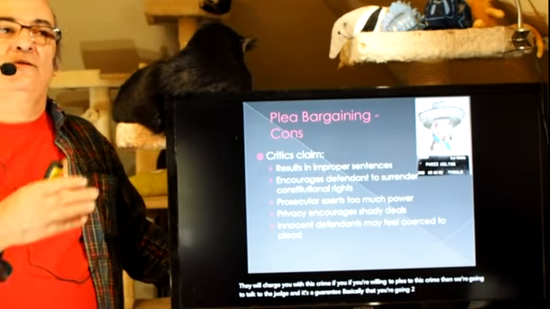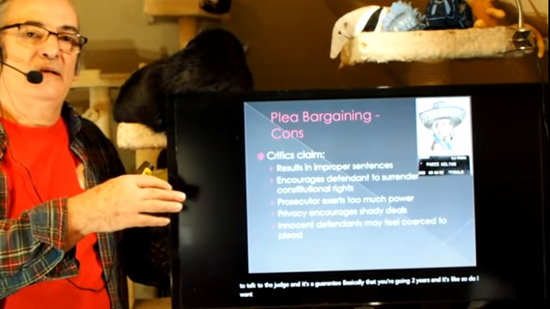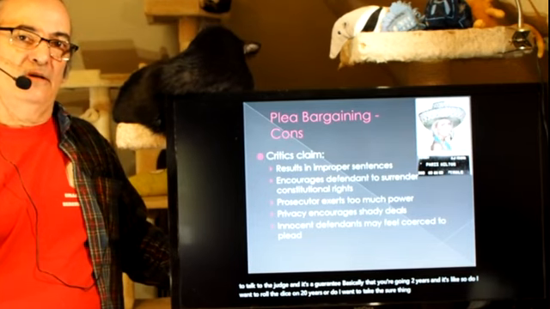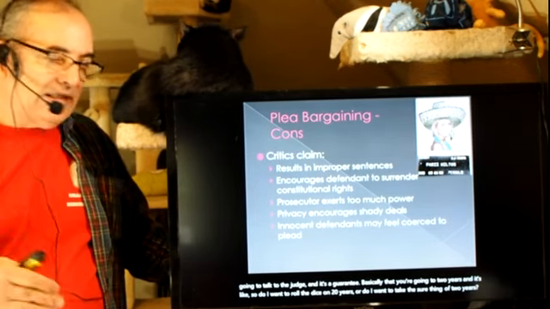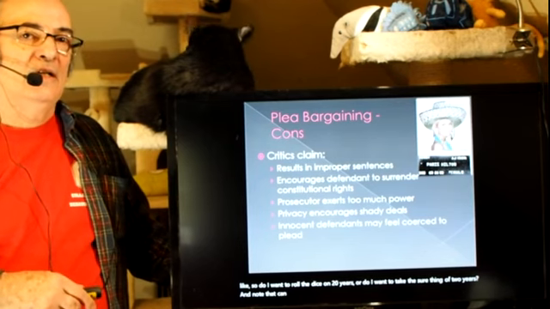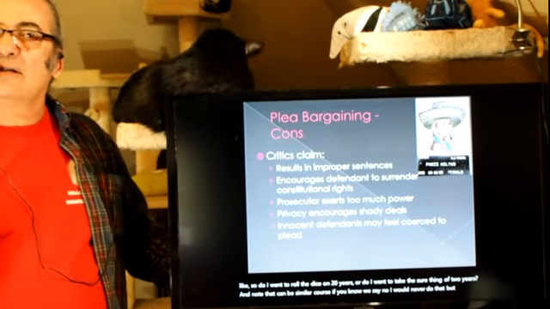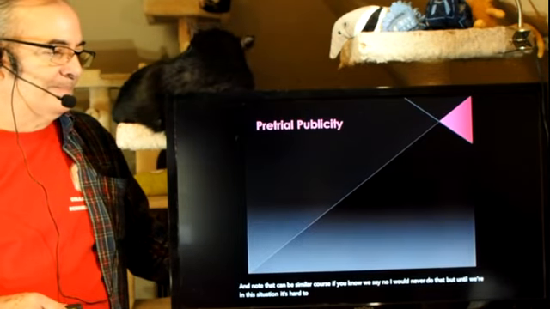And it's like, okay, so do I want to roll the dice on 20 years, or do I want to take the sure thing of 2 years? And note that that can be somewhat coercive. You know, we say, oh, no, I would never do that. But until we're in that situation, it's hard to know exactly what we would do.